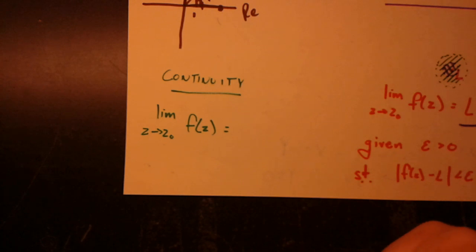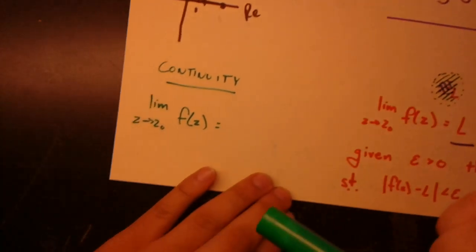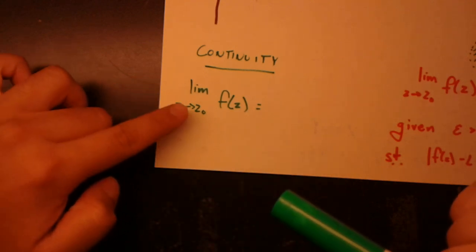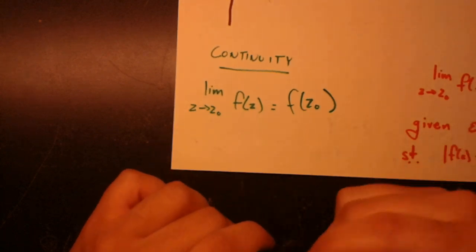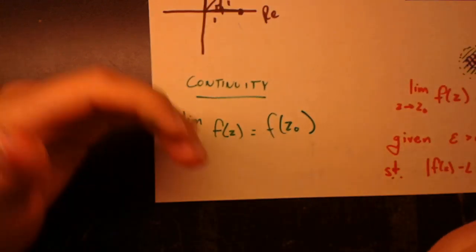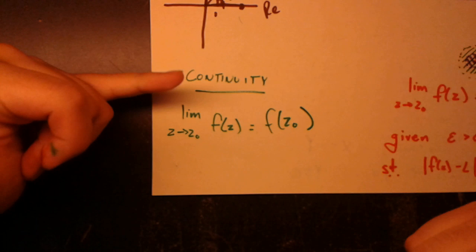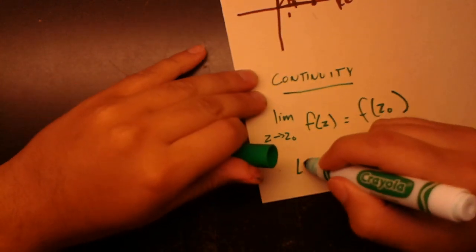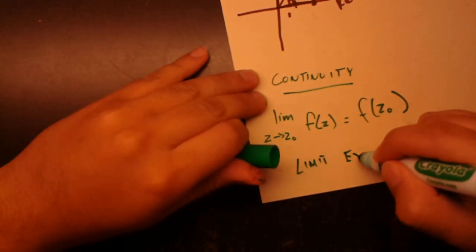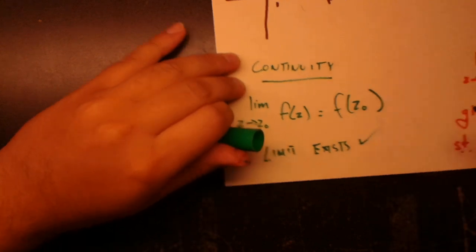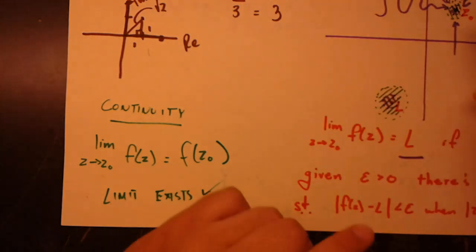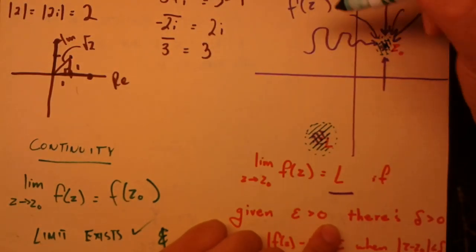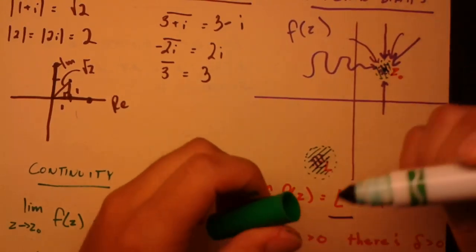Continuity is just the definition that a function is continuous at z0, for example, if the limit as z approaches z0 of f of z is f of z0. And this should seem familiar from calculus as well. So the continuous condition is that the limit exists. So I should write that. Limit exists, and the limit is f of z0. So we have to have that when you plug z0 into the function, you get L. So it can't be undefined or anything.